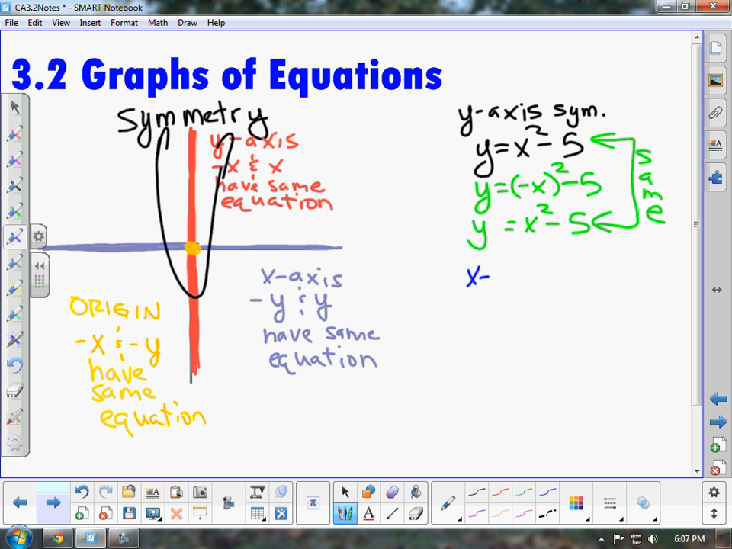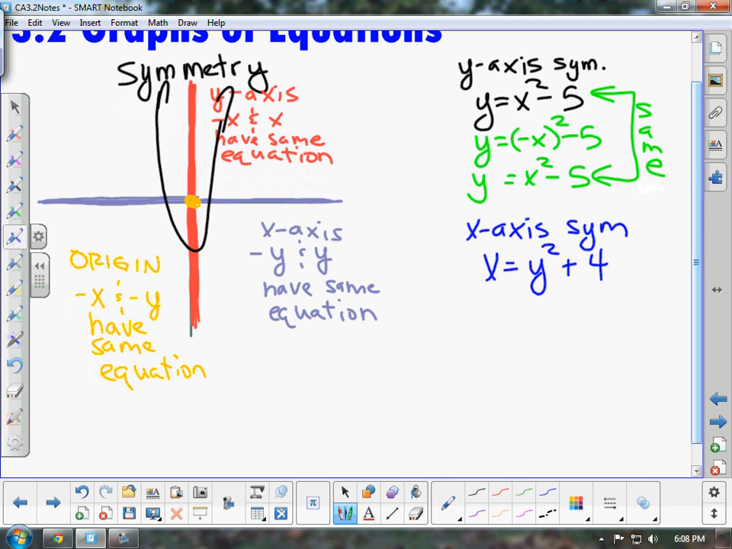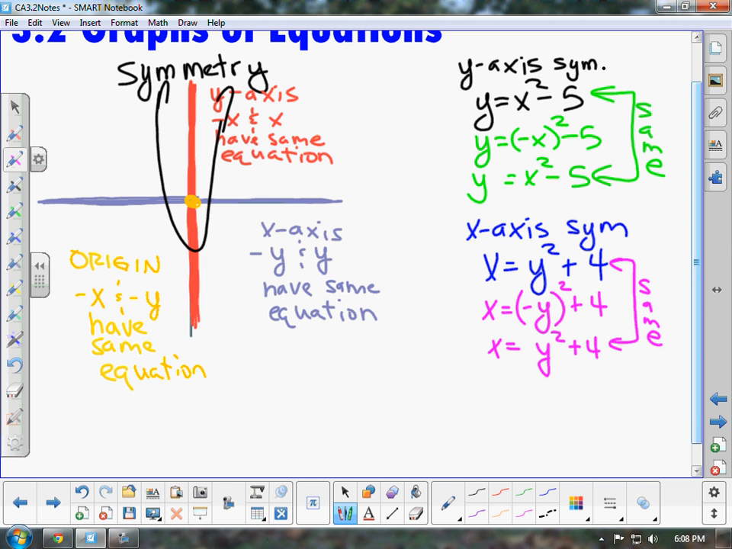If we have x-axis symmetry, that would be something along this line. And when you substitute in a negative y and simplify, you're going to get x equals y squared plus 4 as well. And so now, since those two things are the same, they are x-axis symmetric.